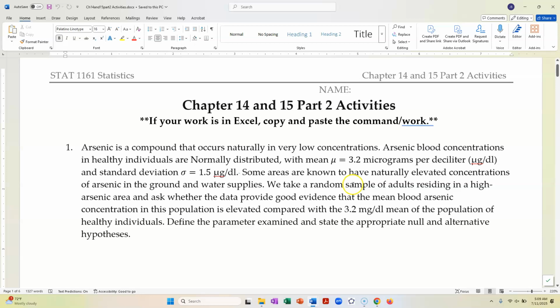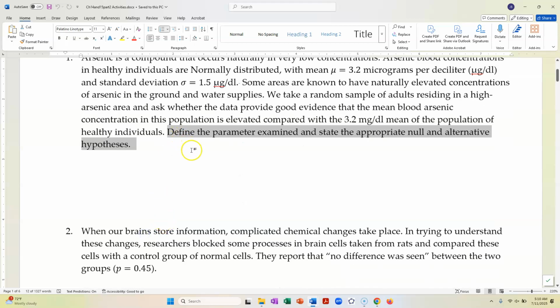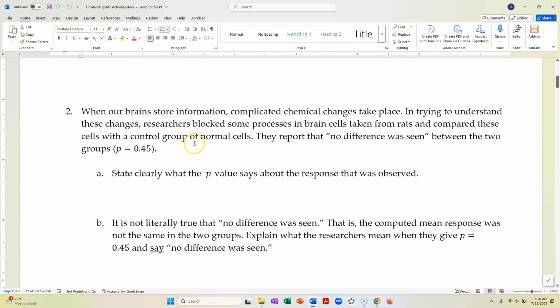All right, number 1. So this one, right, you need to just define the parameter, state the null and alternative. You don't actually have to do any calculations in part 1. Oh, hey, that's easy.